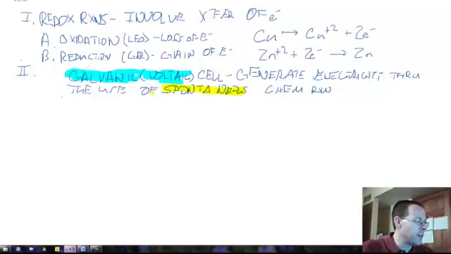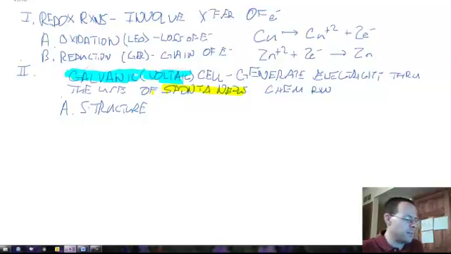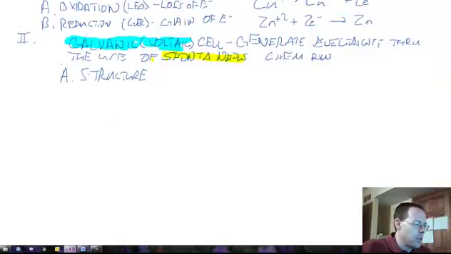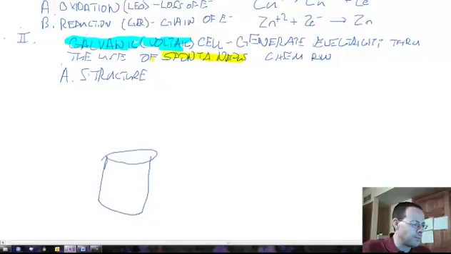We're just going to say their structure. No, I think we're just going to draw a picture. So here we go, we're going to jump right into it. A galvanic cell looks something like this, where we have a beaker on the left-hand side and another beaker on the right-hand side.